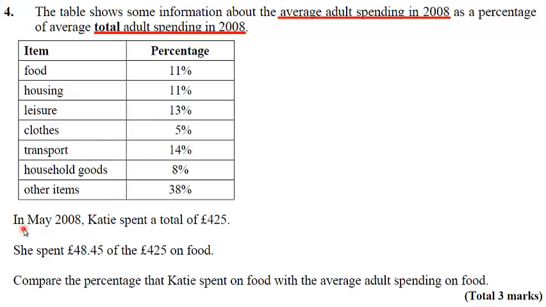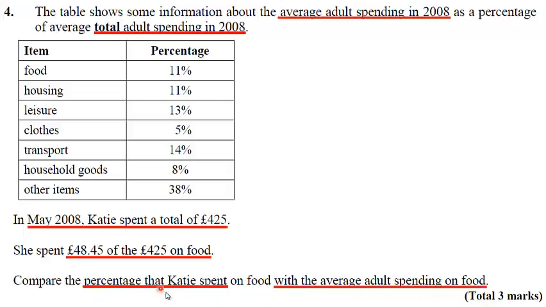Then it says in May, Katie spent a total of £425. So that's how much she spent altogether. She spent 48.45 of her £425 on food. Compare the percentage that Katie spent on food with the average adult spending on food. Okay, so let's think about this. What's the average adult spending on food? It's 11%. So what this means is the average adult in 2008 spent 11% of their money on food.